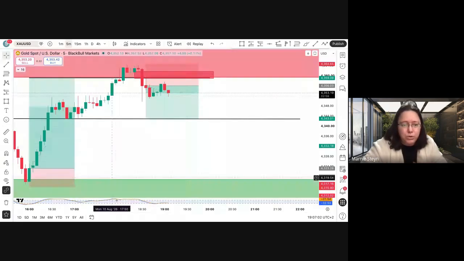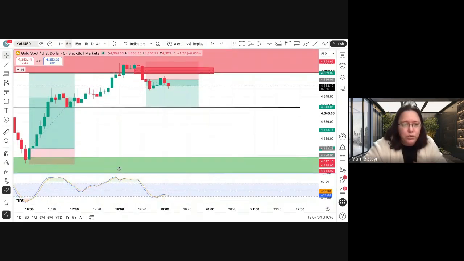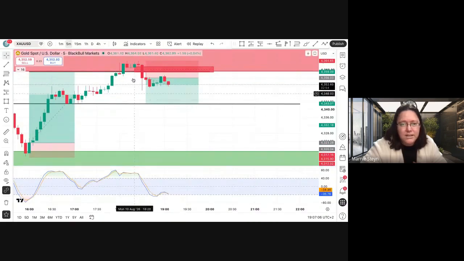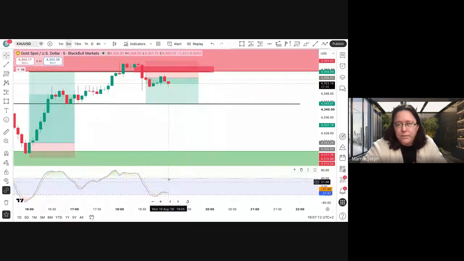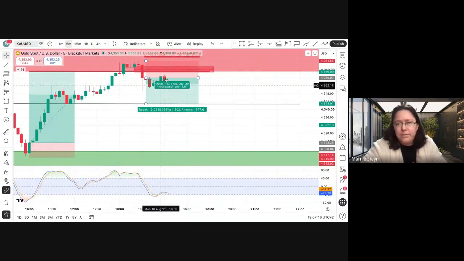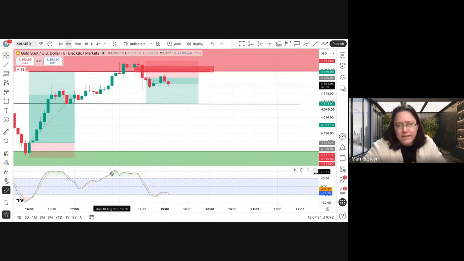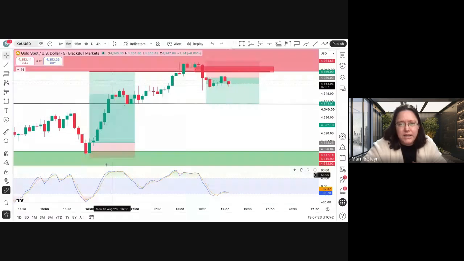Otherwise, if you want to look towards something else as well, you can also look towards the stochastic, right? So you can see here, price has gone there. Now you can see the stochastic is at the bottom. So you can potentially wait for the stochastic to come back to the top here, see if that area broke. If it didn't, if it just pushed back to there, then look towards getting an entry on the stochastic there.